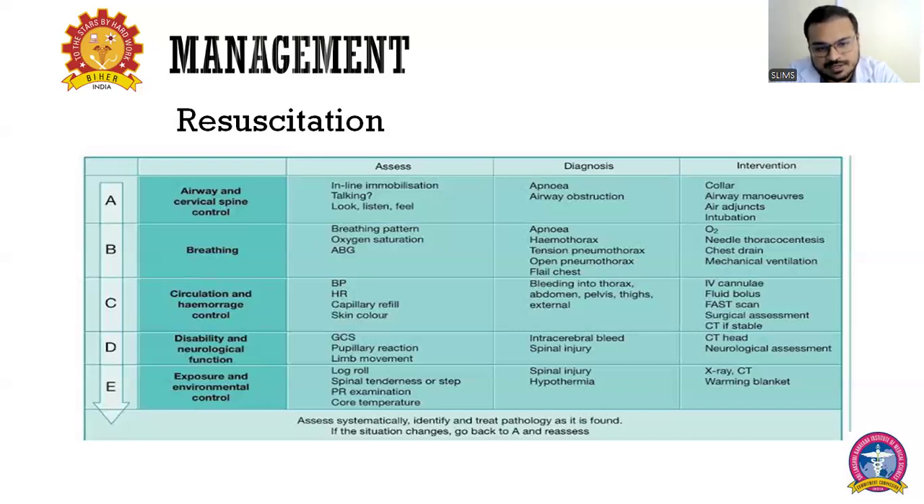Exposure and environmental control: we are going to do a log roll with 2 or 3 persons in a similar manner, and check spinal tenderness or a step to rule out spinal injury, and a PR examination to rule out any abdominal or intestinal injury, along with central dislocation of the hip, and the core temperature of the patient. Diagnosis is for spinal injury and hypothermia, as I said, and as intervention, when the patient is stable, we can shift him to take an X-ray, CT, and to rule out hypothermia, we are going to provide a warm blanket for the patient.